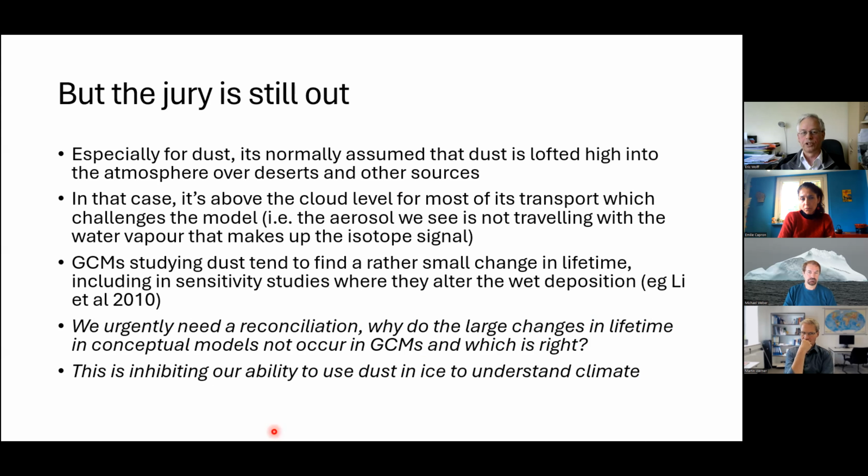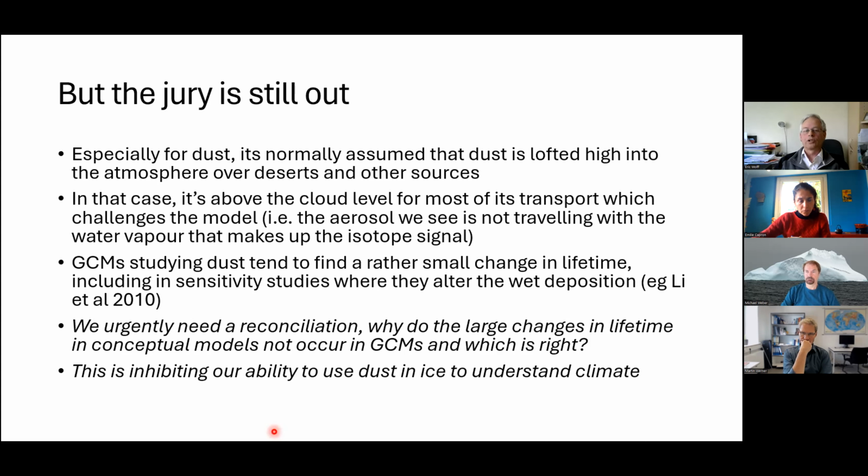A second problem is that GCMs studying dust, as I mentioned earlier, tend to find a rather small change in lifetime. And that doesn't just mean when they go back to the LGM where you don't quite know what's happening, but also in sensitivity studies where all they did, in this paper by Lee et al., for example, in 2010, was to alter the wet deposition rate, and they found a rather small change in the amount of deposition in Antarctica. And I don't actually know why that is. They don't actually say why it is.